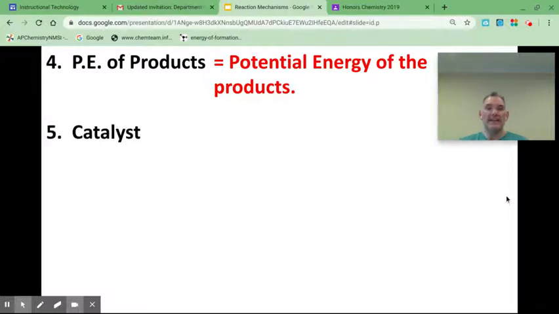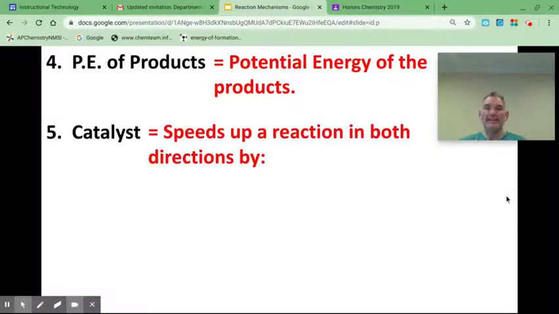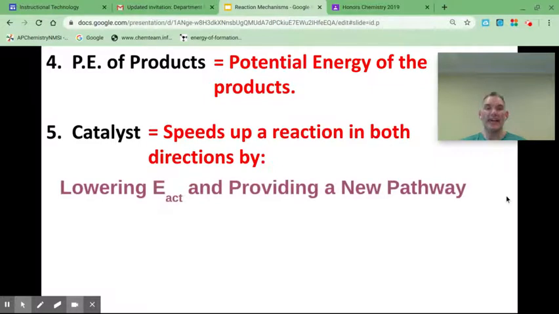The fifth thing in my diagram will be my catalyst. Now, remember that a catalyst speeds up a reaction in both directions, but you have to understand how it does it. And in these diagrams, we're going to see exactly the definition. A catalyst speeds up a reaction in both directions by lowering activation energy, EACT, and providing a new pathway.